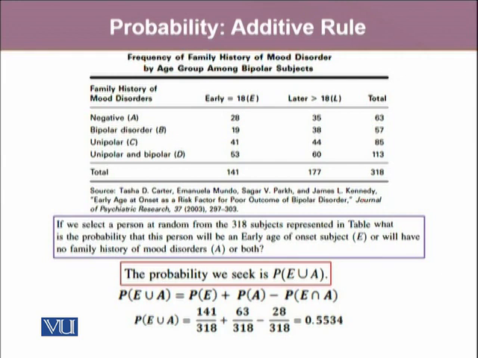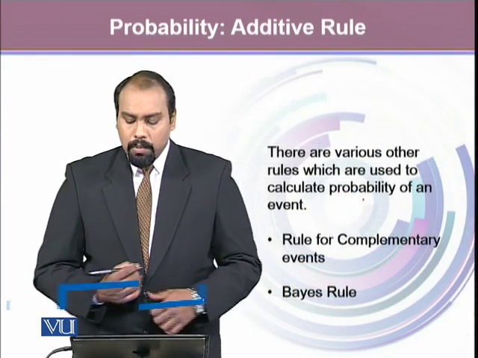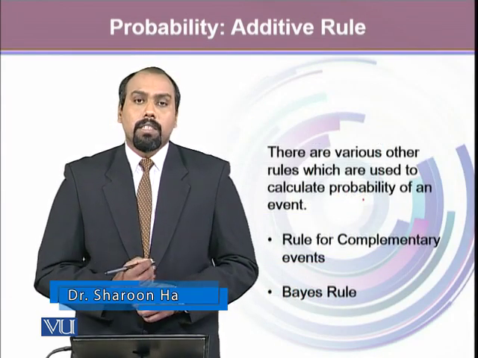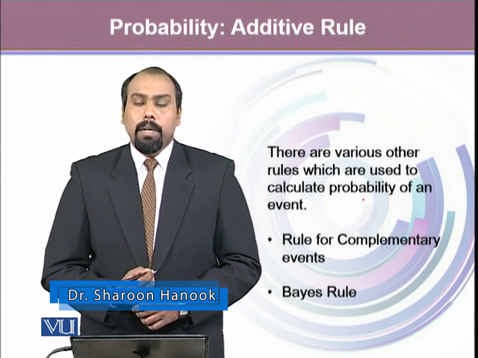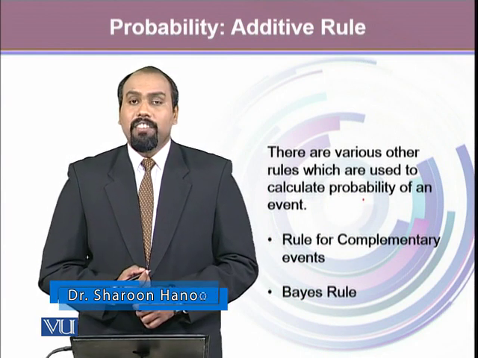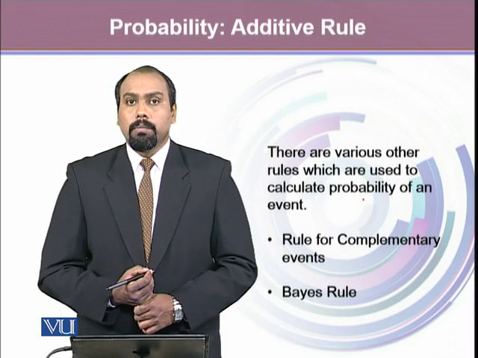There are various other rules which are used to calculate the probability of events. There are complementary rules and one of the very famous ones, Bayes rule. Thank you.